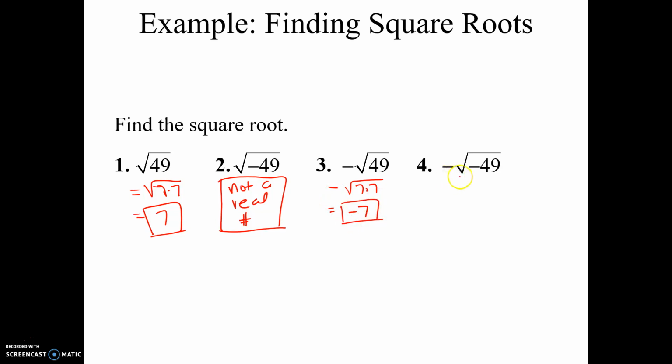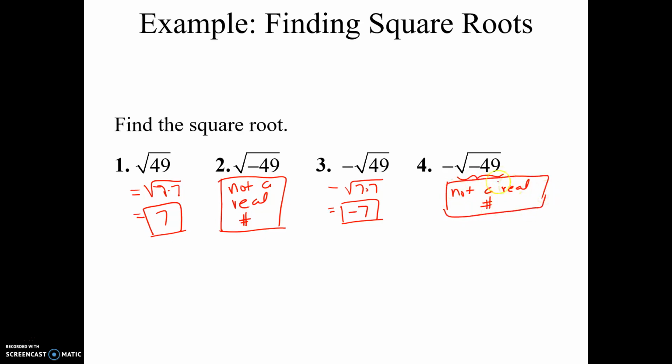Now we have negative square root of negative 49. In multiplication, we can say a negative times a negative is a positive. However, square root is not the same thing as multiplication. In square roots, this has to be simplified first. But we cannot simplify the square root of negative 49. Therefore, this is not a real number.